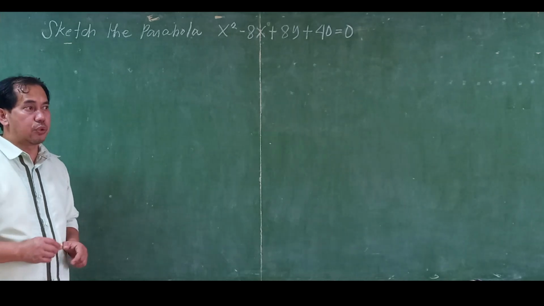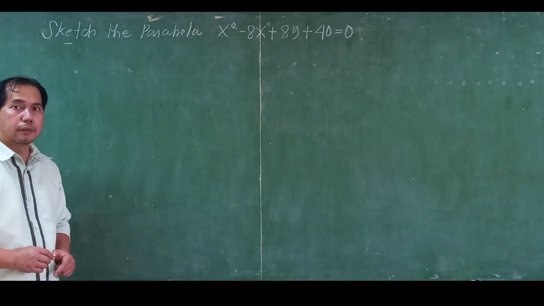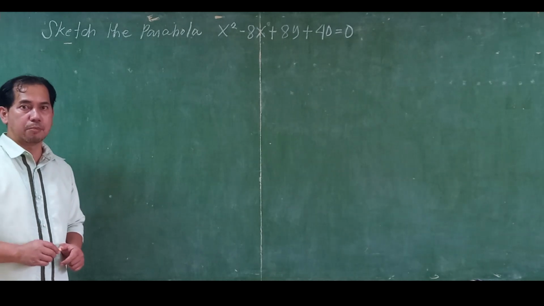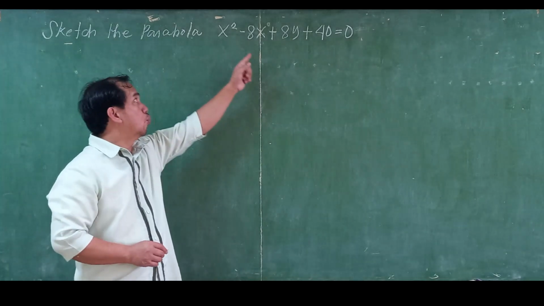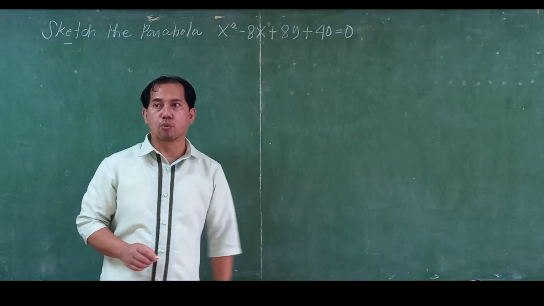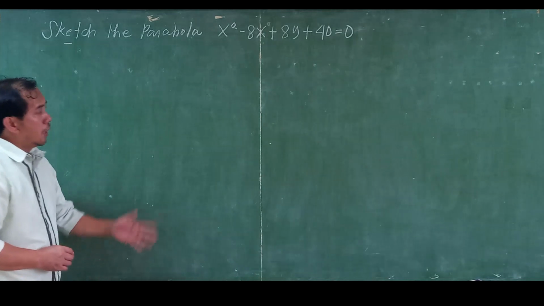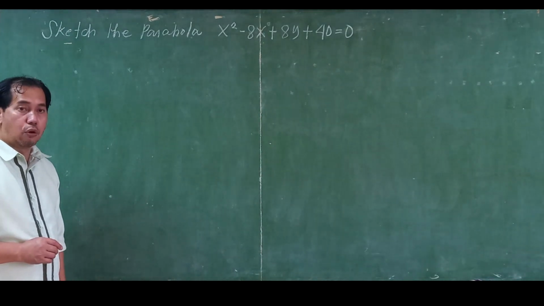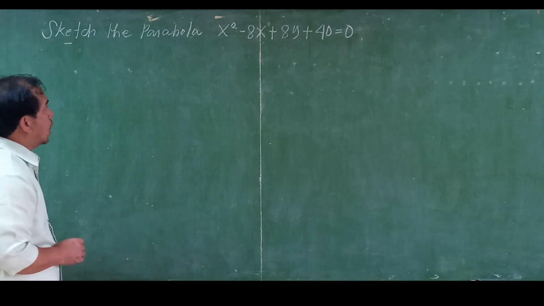Our focus today is to sketch the parabola. Sketch the parabola given the general equation of the parabola: x raised to 2 minus 8x plus 8y plus 40 is equal to 0. Now you notice that the parabola that we have is in a general form. So what are we going to do?